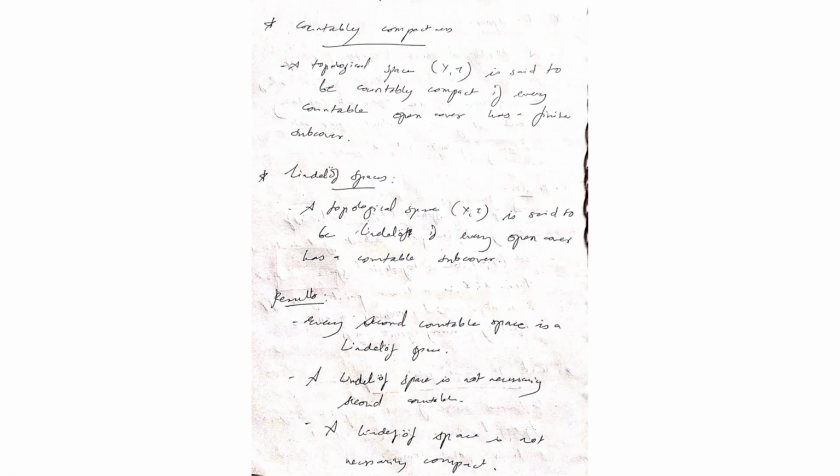Now, what is countable compactness? A topological space (X, tau) is said to be countably compact if every countable open cover has a finite subcover. So if for every countable open cover you get a finite subcover, then we call it a countably compact space. Now there are Lindelof spaces.